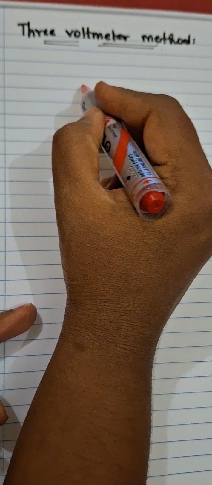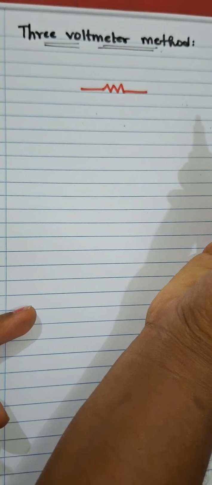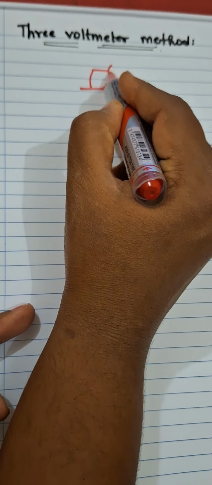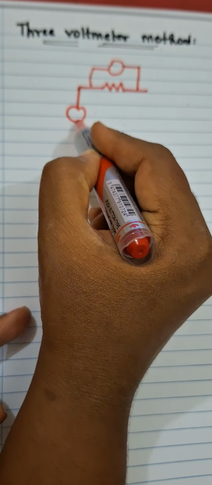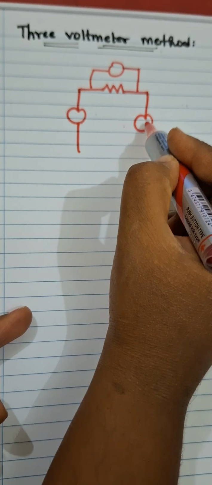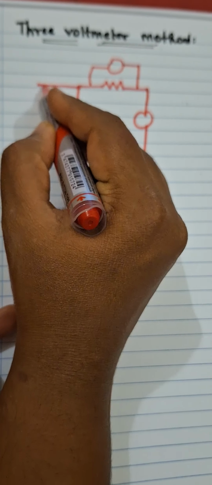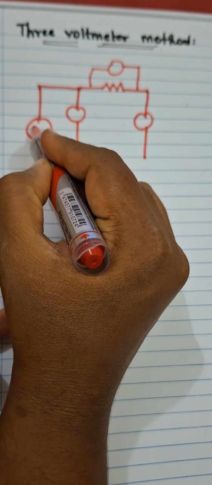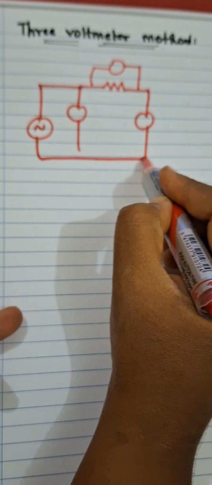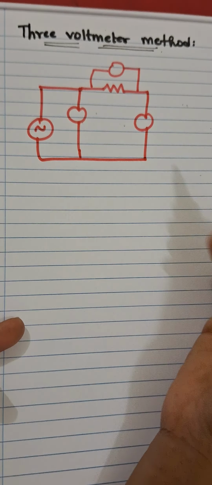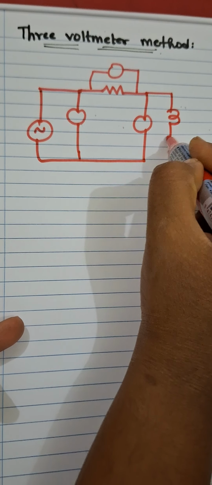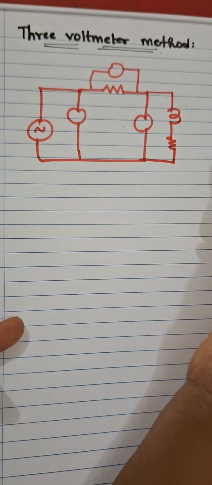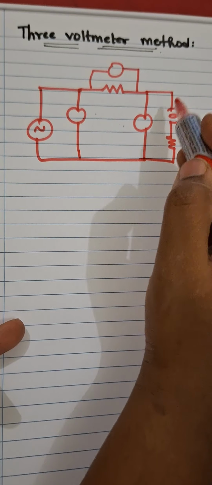We are supposed to take a resistor which is having a parallel voltmeter, and which is again having voltmeters in series, and which is having a supply. So usually this is the circuit we use. Now we are adding an extra inductor and resistor in the circuit. So this is the extra part we have joined.